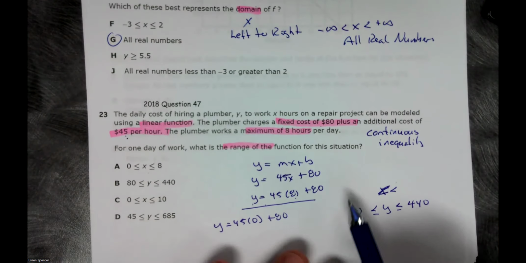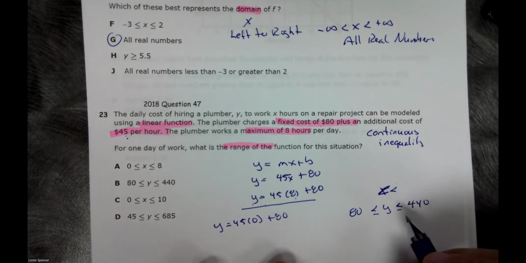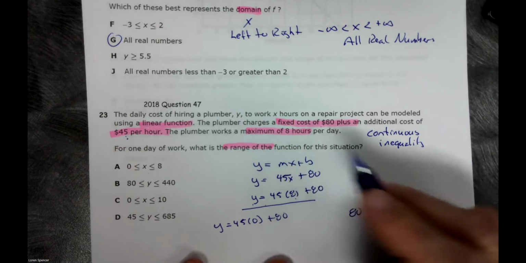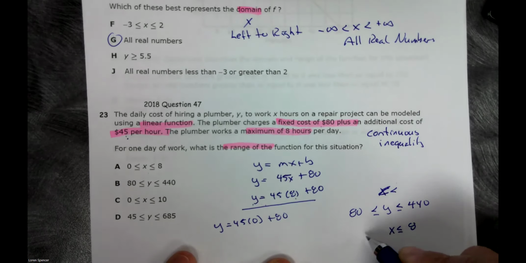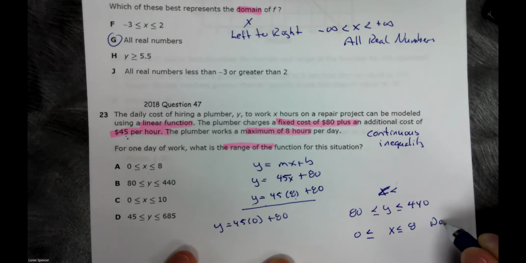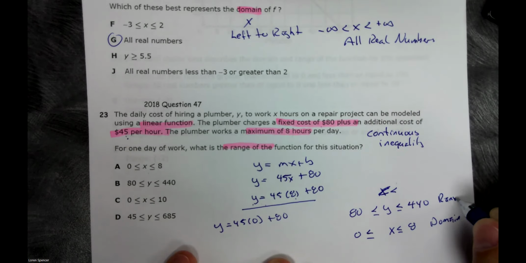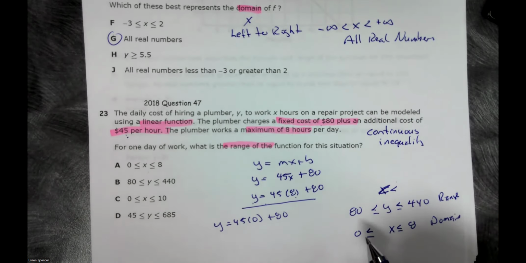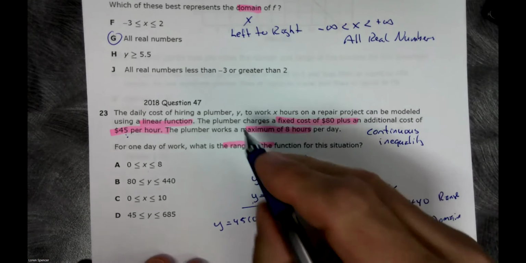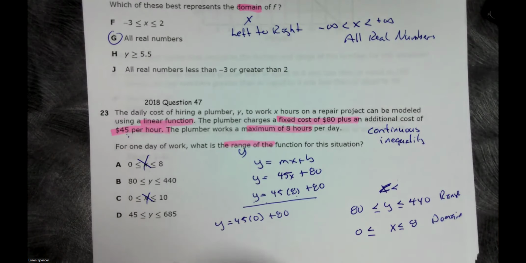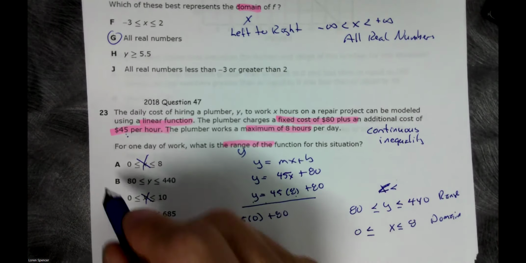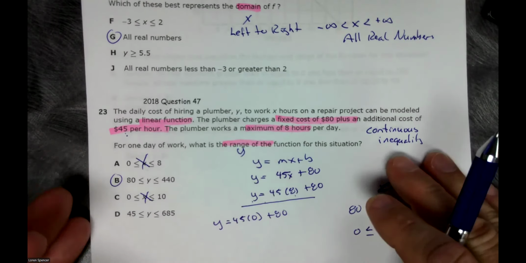All right. Now, they did not ask for the domain, but had they asked for the domain, remember that would be my input. The maximum hours is 8. The minimum hours is 0. So this would be my domain, and this would be my range. So since they asked for the range, they asked for the y, we can get rid of these x's. And the one that has 80 to 440 is B, so the best answer choice to 23 is B.